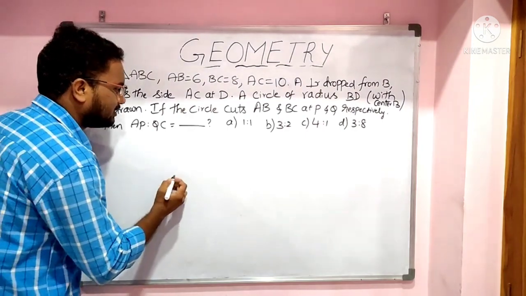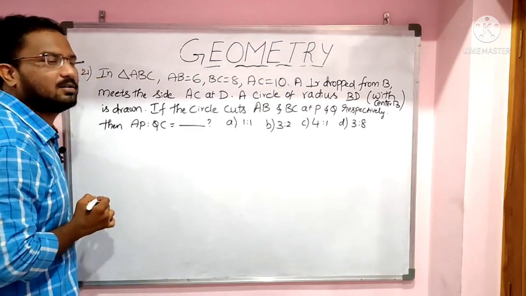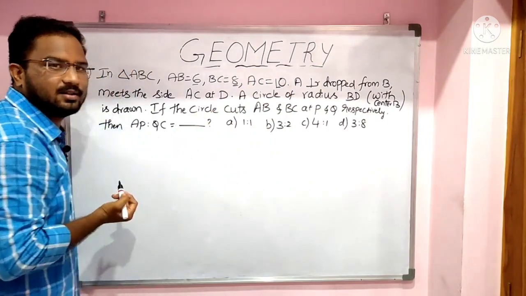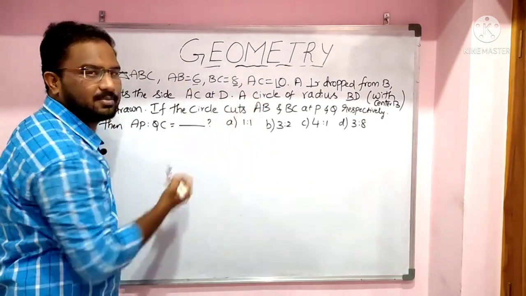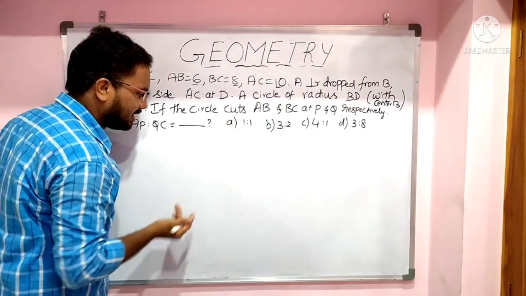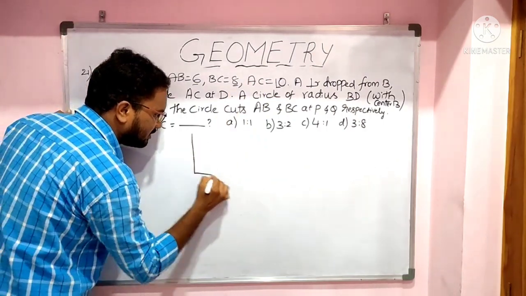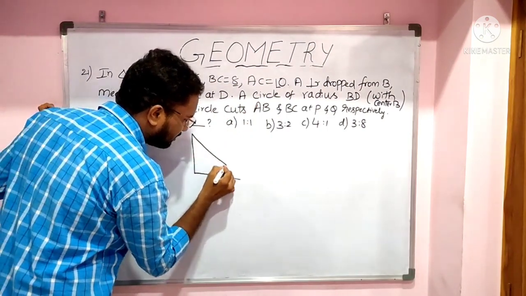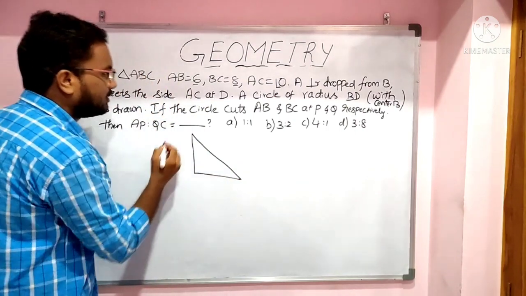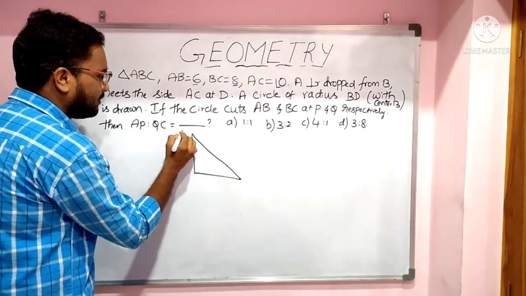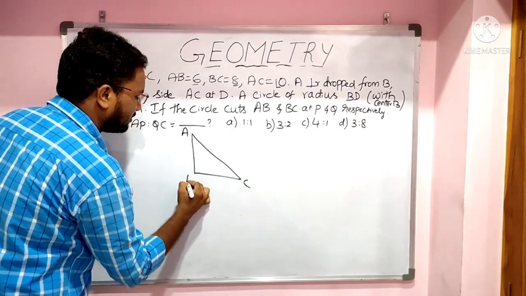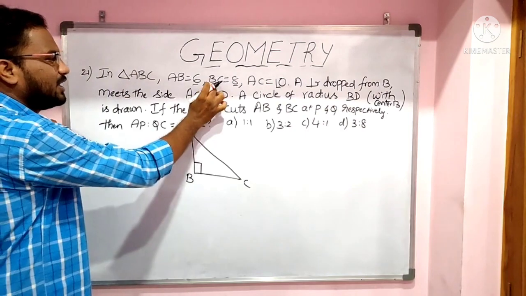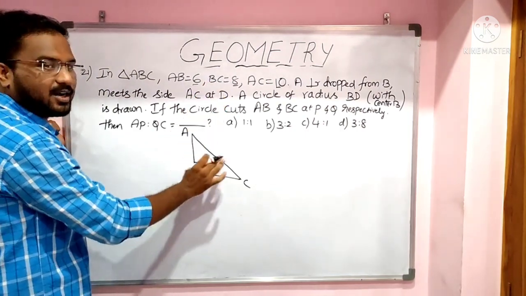So let's draw a triangle ABC. First of all, look at the lengths of the sides: 6, 8, 10. It is a Pythagoras triplet, that means it is a right angle triangle. 6 square plus 8 square equals 10 square. So it is a Pythagoras triplet, hence it forms a right angle triangle. AC is the hypotenuse, so angle B is 90 degrees. From the given sides we have drawn a right angle triangle.